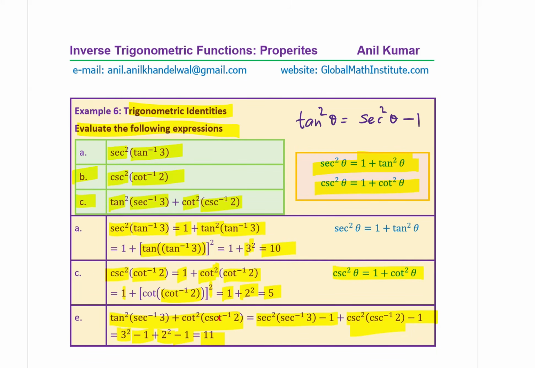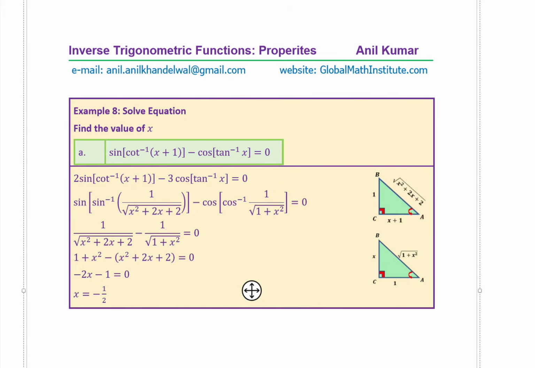Now we are going to take up the last question, which is how do we solve equations? We'll have to find the value of x. The given equation is sine of cot inverse x plus 1 minus cos of tan inverse x is equal to 0. So that is the equation which we need to solve. So we'll put all our learnings in this particular case and see how do we solve this equation.